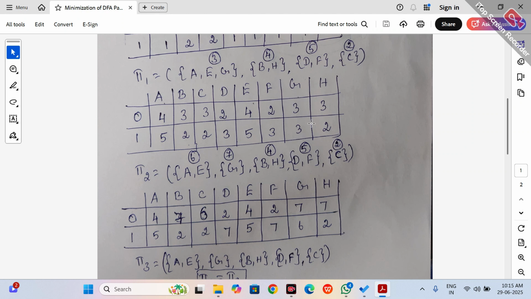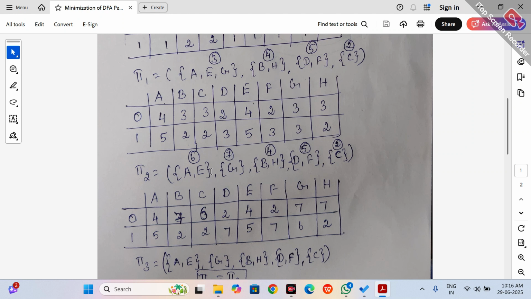3, 3. G is a separate group here. For G, the input 0 goes to group 3 and for 1 also it goes to group 3. But it is not similar to any other state. So we can write G as a separate group here.